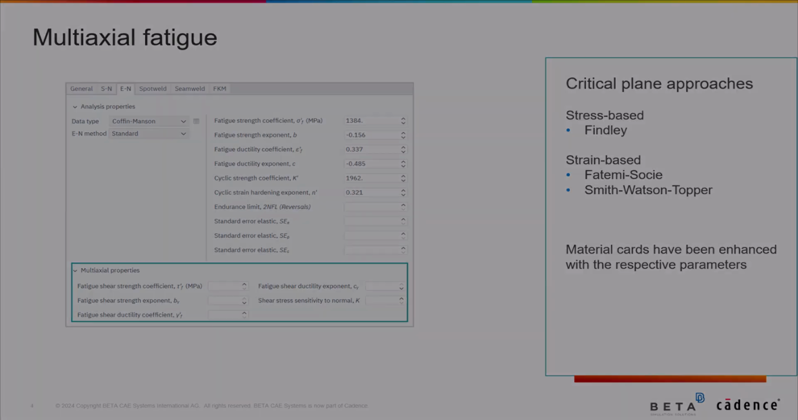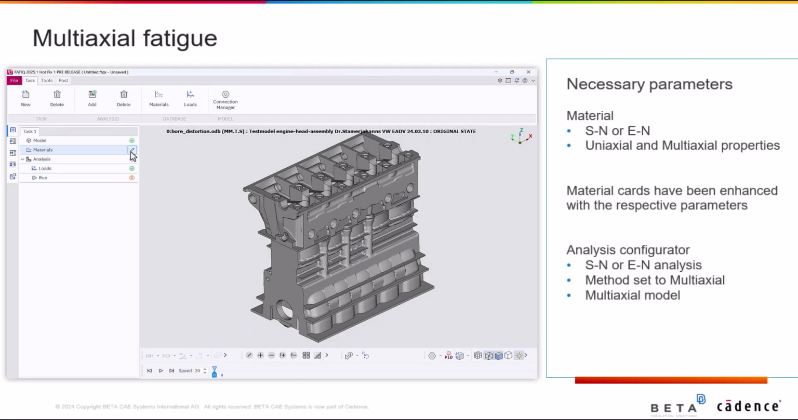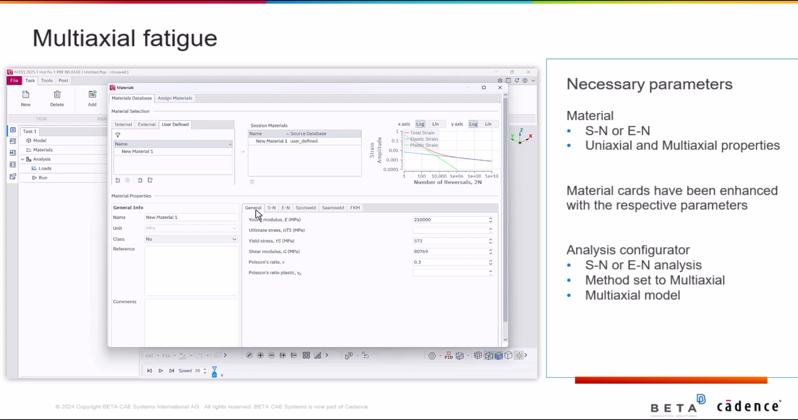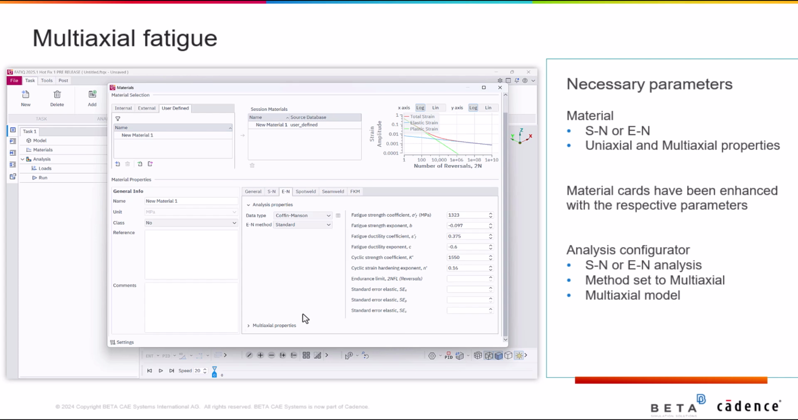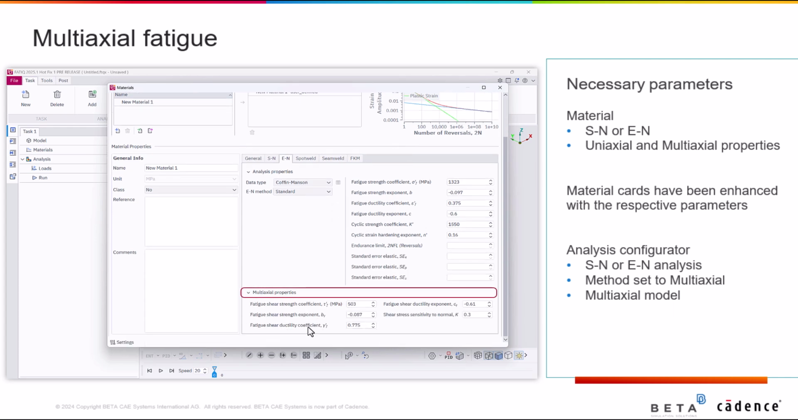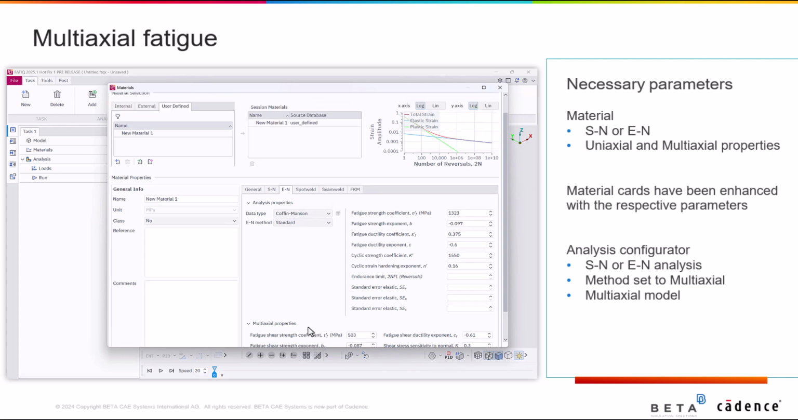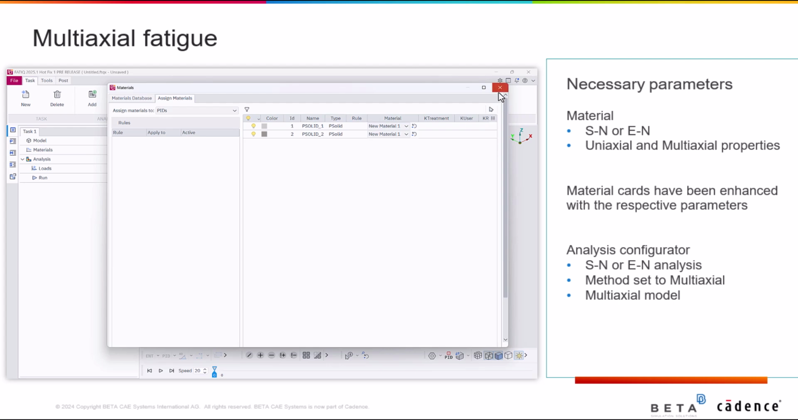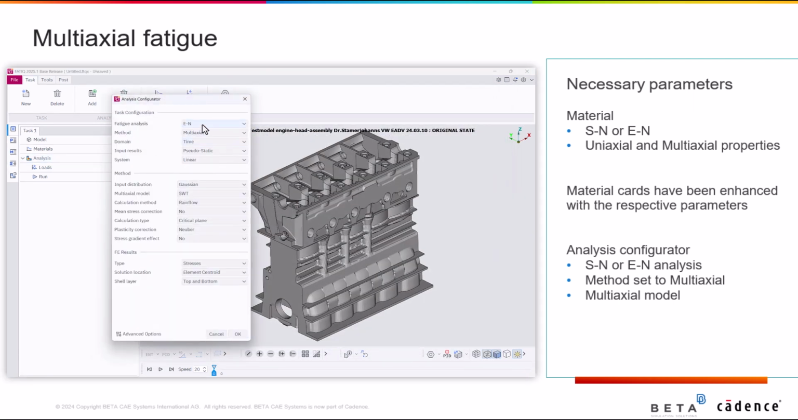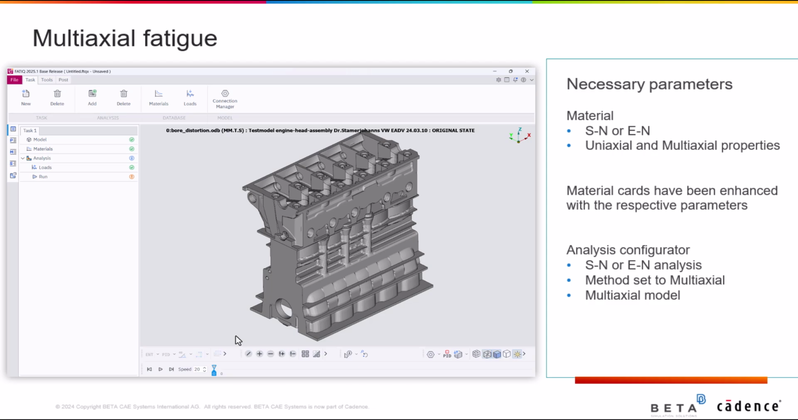Let's take a look at the newly added fields regarding multi-axial analysis. Access the material database. Define the general properties of the material. After, move to the desired tab, SN or EN, and define the desired uniaxial and multiaxial properties. Assign the material to the desired PID. In the Analysis Configurator window, select between stress or strain-based analysis. Define the input results and the multiaxial model. Calculation type is critical plane. The rest of the process is as usual.